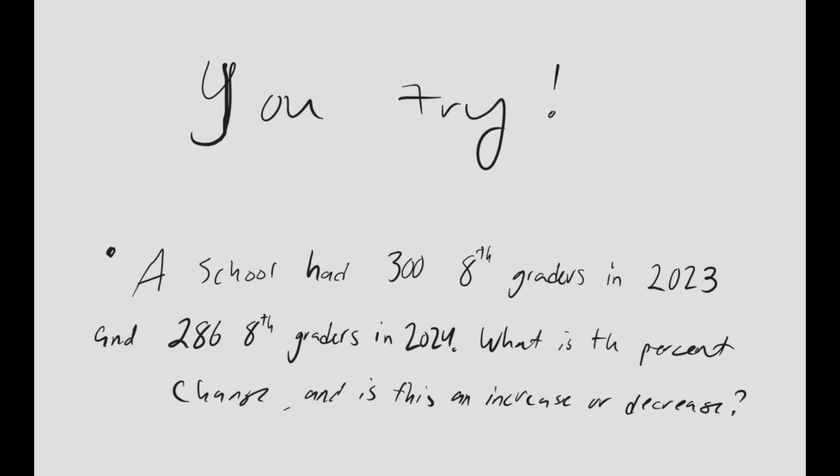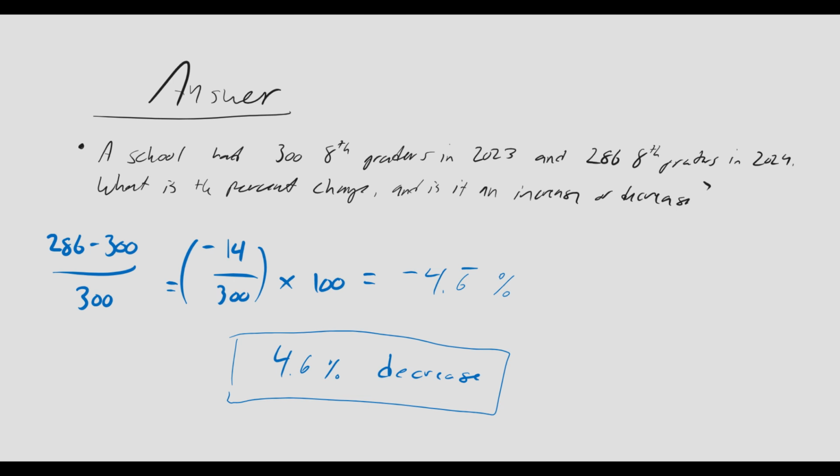Now you try. A school has 300 8th graders in 2023 and 286 8th graders in 2024. What's the percent change, and is it an increase or decrease? Pause the video and try on your own. Okay, so we do 286 minus 300 divided by 300, negative 14 divided by 300, and then we times it by 100, get negative 4.6 repeated, which makes that a 4.6% decrease.